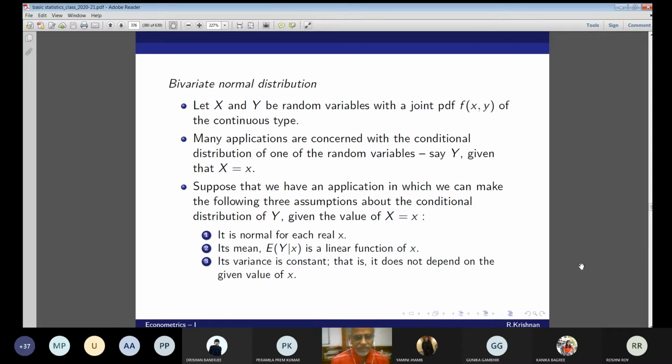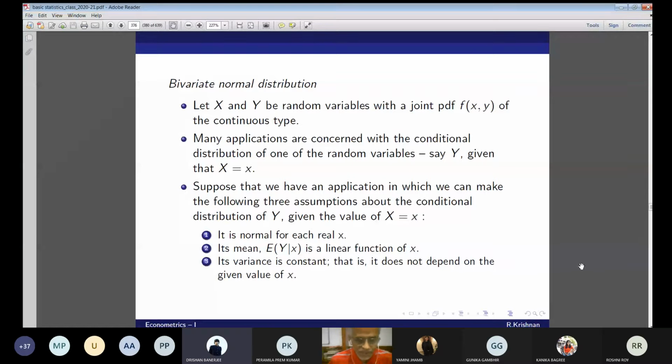Bivariate normal. Let X and Y be random variables with a joint PDF f(x,y) of the continuous type. Many applications are concerned with the conditional distribution of one of the random variables, say Y, given that X is equal to x, which is nothing but our classical linear regression. Suppose that we have an application in which we can make the following 3 assumptions about the conditional distribution of Y given X equal to x. It's normal for each real x. The conditional mean is a linear function of x, which is nothing but Y equal to x beta plus e.